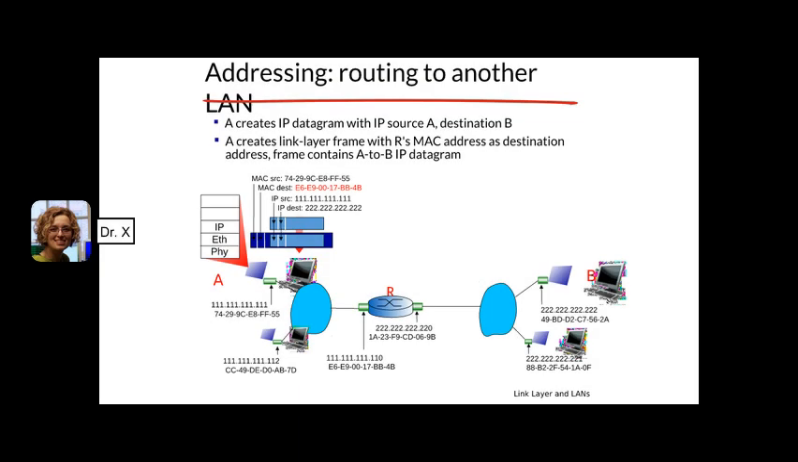Here we have this wonderful encapsulation picture where A creates an IP datagram with IP source A and destination IP B, and then A creates also a link layer frame with R's MAC address once it knows it, once it goes through all the steps that you thought through in the previous slide. And then the frame contains R's MAC address, because first the frame is going to get to R, and from there it's going to be routed to node B.